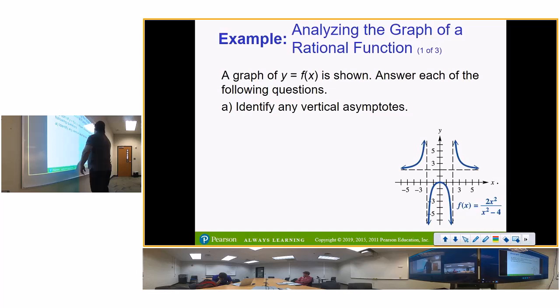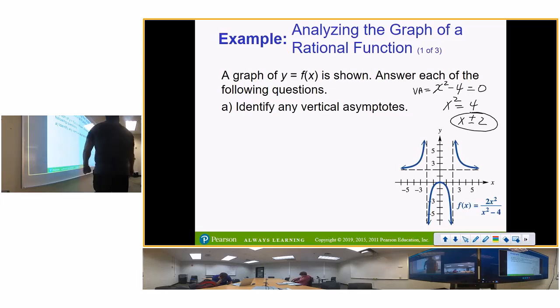Okay, here's your vertical asymptote. x squared minus 1 minus 4 is equal to 0. x squared is equal to 4. x is equal to positive or negative what? 2. So that's your vertical asymptotes. Now, how do I know what to draw this as?